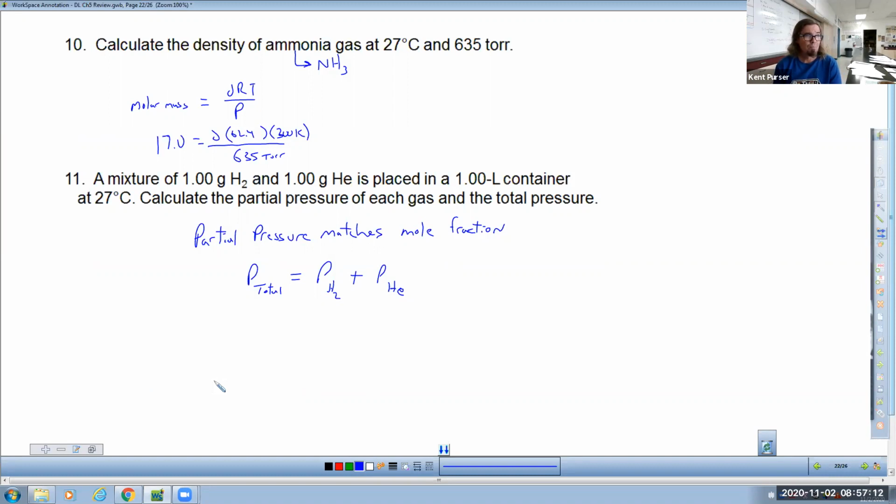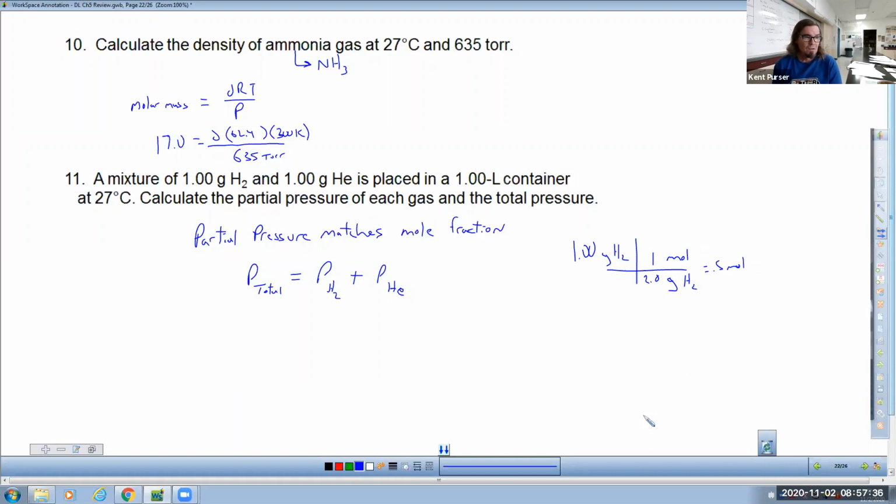So therefore, I don't know. I probably still would just find the pressure of each gas on its own anyway. So I don't even think I'm going to mind my first line there. I think I'm going to start by saying 1 gram of H2, and I'm going to get out of grams and into moles. 2.0 grams per mole tells me I have 0.5 moles.